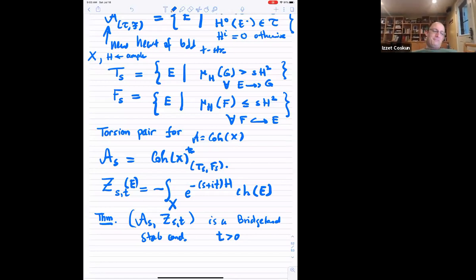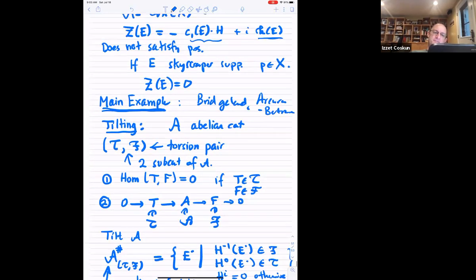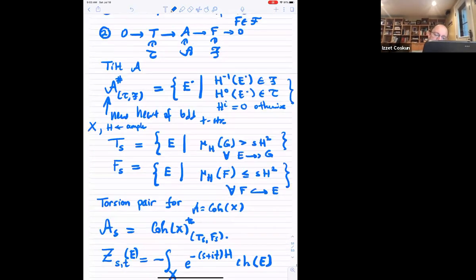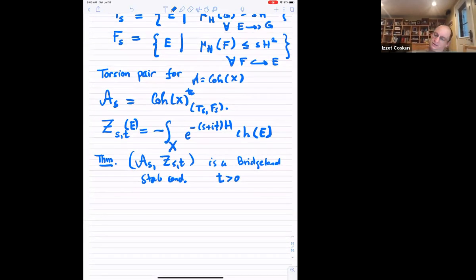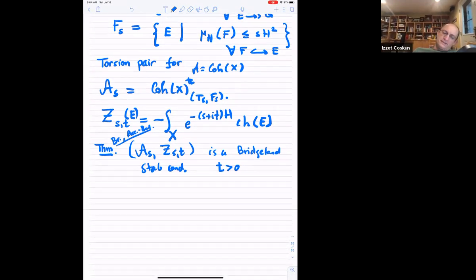I would normally maybe babble a little bit about why this is a Bridgeland stability condition and how it fixes the problem we had with the torsion sheaf supported at the point. But I think I'm going to skip doing this. I'll just say that this is Bridgeland and Arcara-Bertram. Okay. So I'll just say that this is a Bridgeland stability condition.